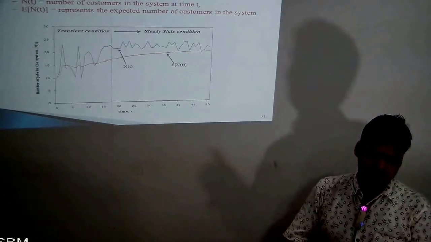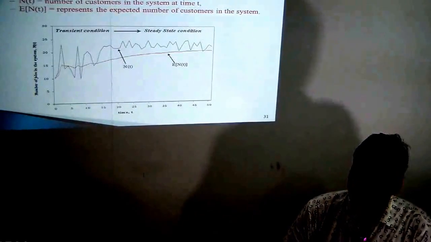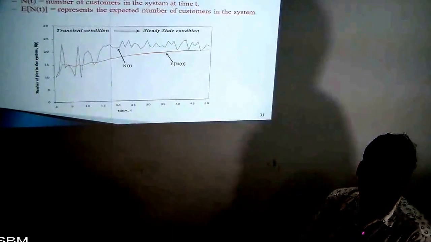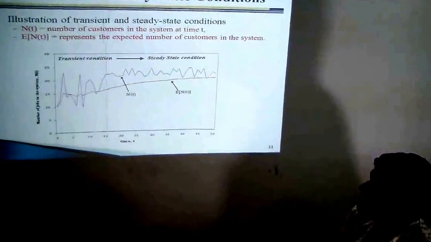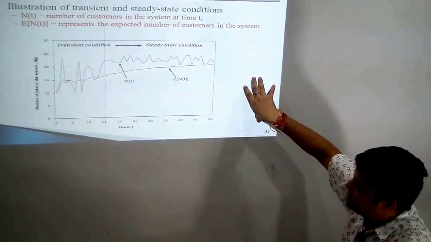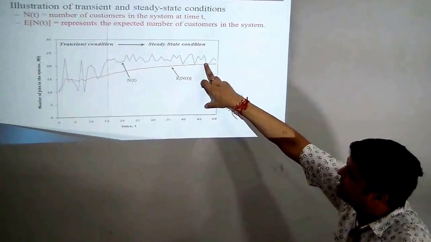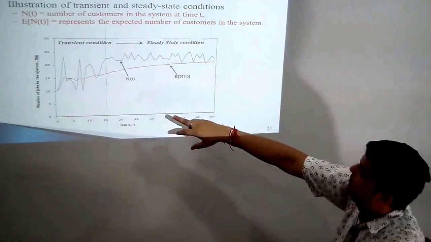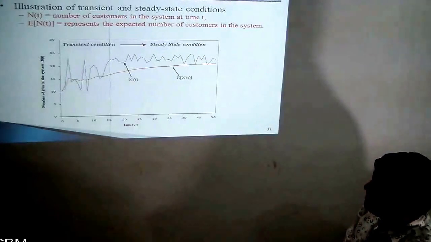Let's start with the same queuing model we learned yesterday, and continue with it. Starting from slide number 31, an illustration of transient and steady state conditions. You can see over here N(t) and E[N(t)] shown in this graph. N(t) is the number of customers in the system at time t, and it shows in a zigzag manner. The red line shows the E[N(t)] curve, which represents the expected number of customers in the system.